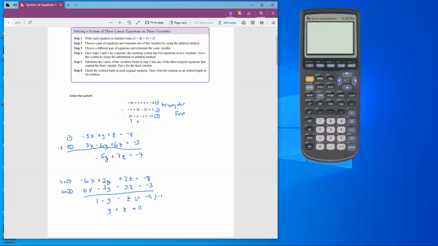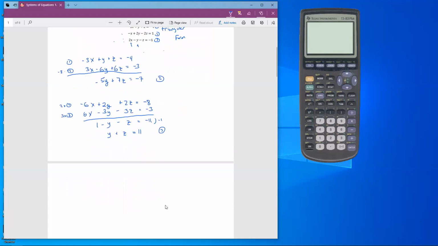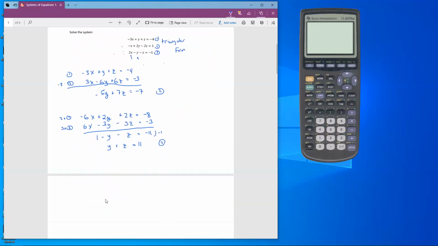So let's summarize. This is our new equation 2. This is our new equation 3. So let's just go ahead and rewrite this problem from the beginning with our new equations in there. We have negative 3x plus y plus z is equal to negative 4. Our new equation 2 looks like negative 5y plus 7z is equal to negative 7. And finally, we have our new equation 3, which is just y plus z equals 11.